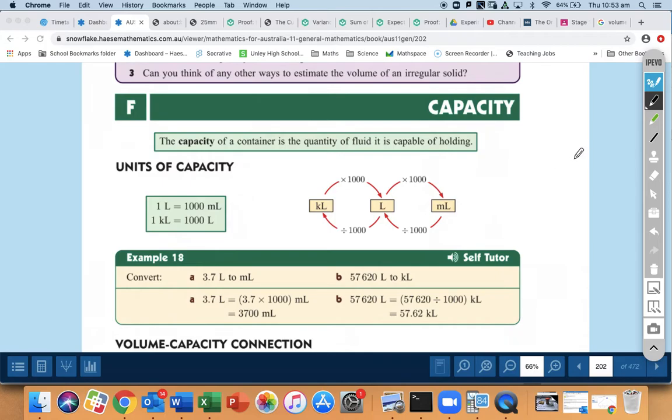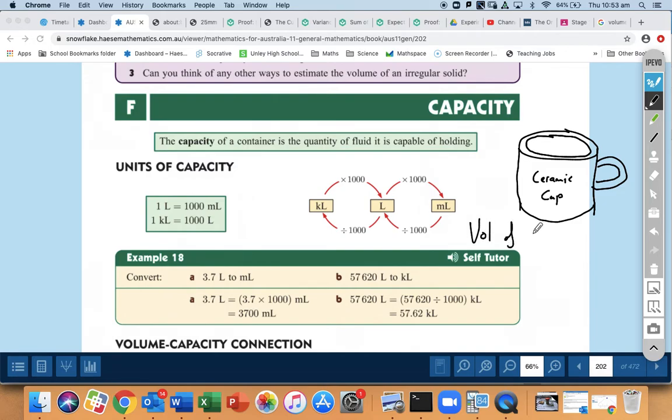So, for example, imagine I had a cup. Let's make it like a coffee cup made out of china or ceramic, so it can be a little bit thick around the edges, and it's got a handle on it somewhere. You know, you could think about the volume. I'll just label this. This is a ceramic cup, and it's quite thick.